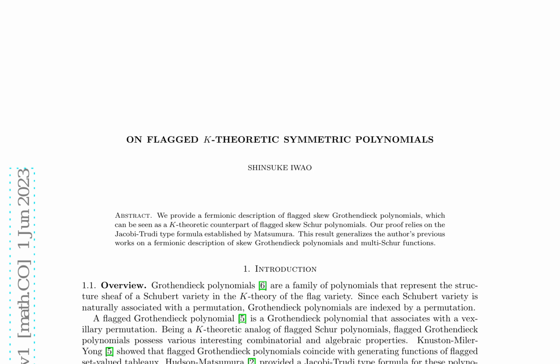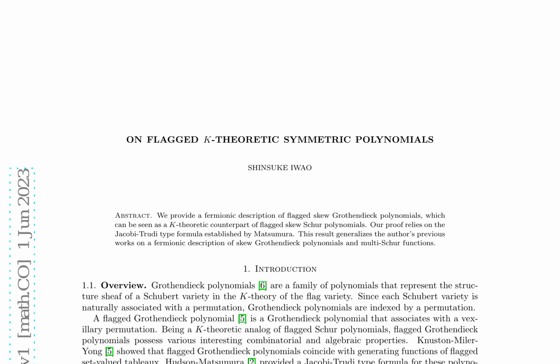In this paper, the author introduces a novel fermionic description of flagged k-theoretic symmetric polynomials, which can be seen as a k-theoretic counterpart of flagged skew-Schur polynomials. The author's proof relies on the Jacobi-Trudi type formula established by Matsumura. This result generalizes the author's previous works on fermionic descriptions of skew-Grothendieck polynomials and multi-Schur functions.